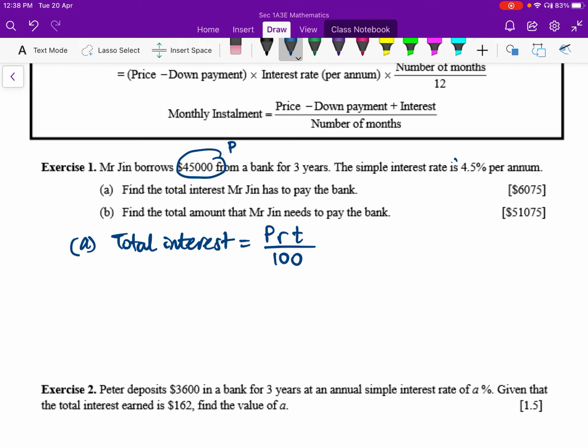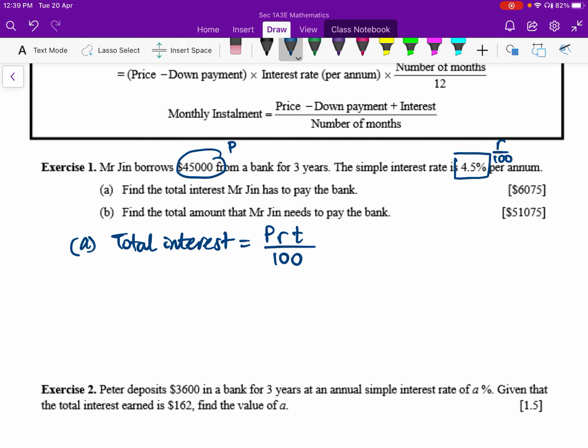Okay, this 4.5% is not our R. Confusing? 4.5% is not the R, because 4.5% means 4.5 over 100. So this refers to R over 100. You get it? So 4.5% refers to 4.5 over 100. That 4.5 value is our R. But 4.5% is not R.